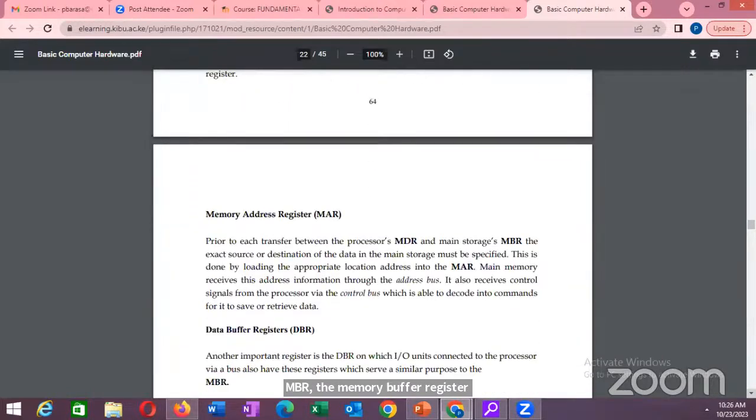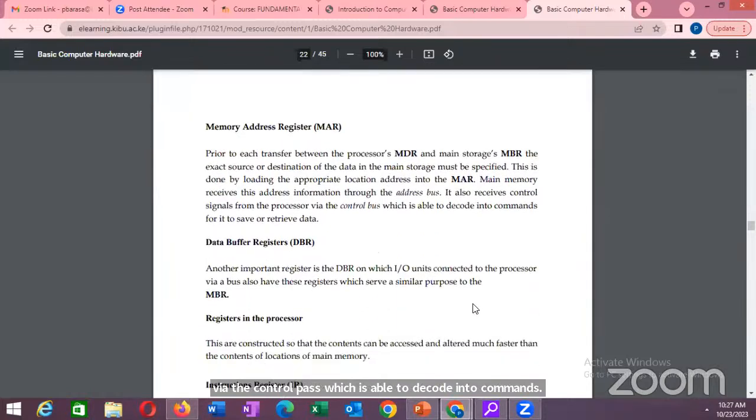Prior to each transfer between the processors, the MDR and the main storage memory buffer register, the exact source or destination of data in the main storage must be specified. This is done by loading the appropriate location address in the memory address register. Main memory receives this address information through the address bus. It also receives control signals from the processor via the control bus, which it is able to decode into commands to save or retrieve data.